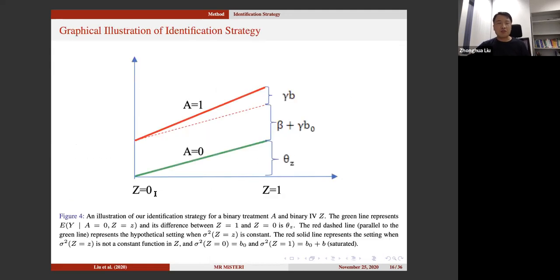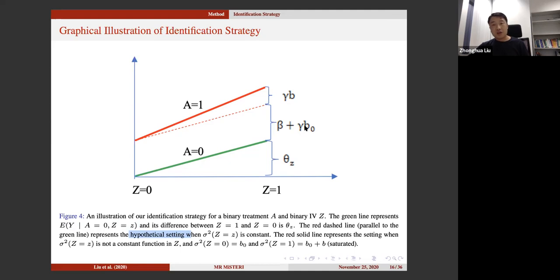Here is a simple graph to show you our identification assumption. So this green line represents the conditional mean of y among untreated conditional on z. So you change z from 0 to 1, it will change theta z. And then this red dashed line, which is parallel to the green line, represents the hypothetical setting when the outcome variance is a constant. Then what you have is beta plus gamma.